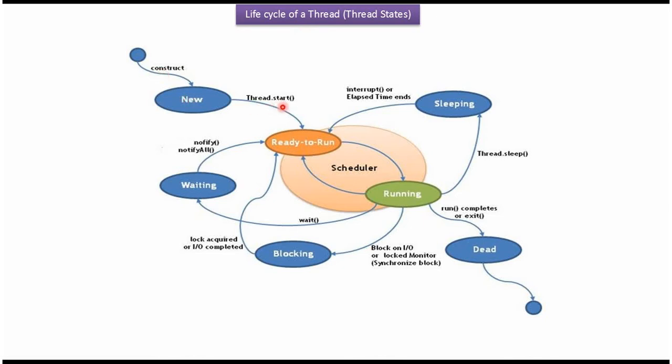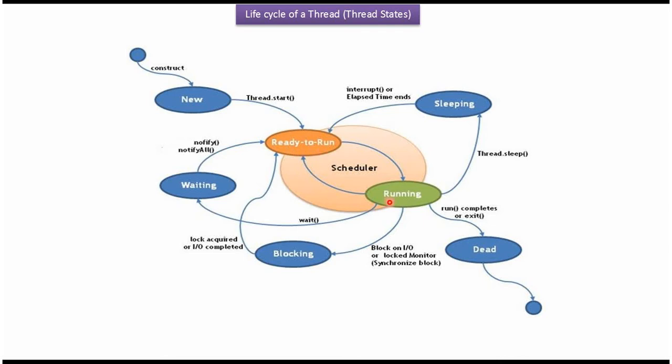And when the start method is called on the thread, it will go from the new state to the ready to run state. Ready to run state is also called runnable state. The scheduler will pick up the thread which is in ready to run state and it will run the thread. So the thread will go from ready to run state to running state.